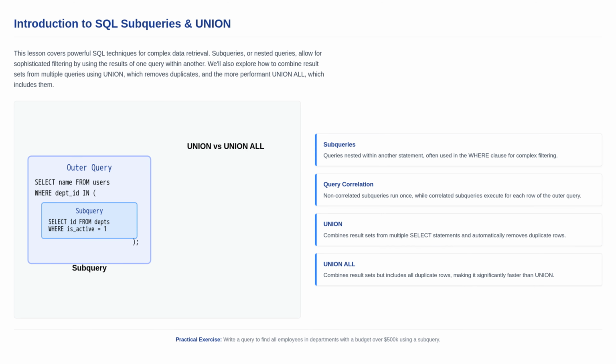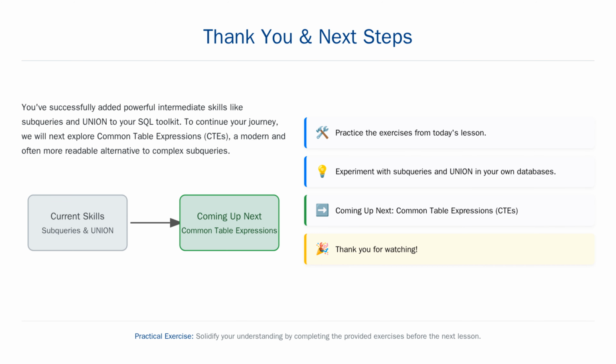All right, let's quickly recap what we've covered. We learned that subqueries are queries nested inside another statement, perfect for complex filtering. We contrasted non-correlated, run-once subqueries with correlated subqueries that run for each outer row. We then used union and union all to combine result sets, stressing the performance benefits of union all when duplicate removal isn't needed.